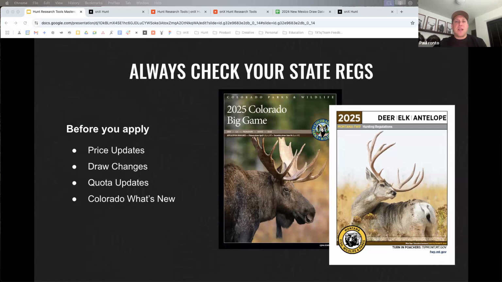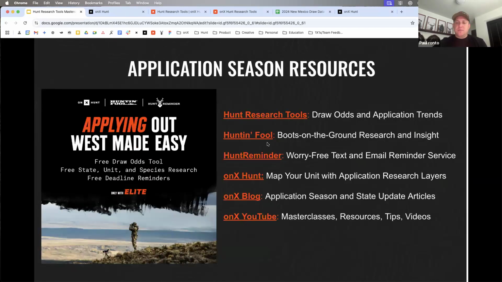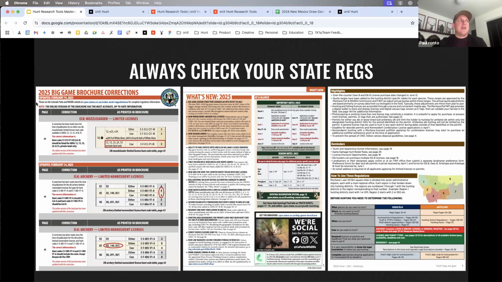So go and check out your regs. One of the things I'll show you on this next slide is these regulation pamphlets will always tell you what's new for this year or what updates you need to be aware of. So like in Colorado's brochure, right at the beginning, first page, you'll notice that there's this whole page about what's new. They'll tell you everything that's going on. They'll tell you all the changes in the big game structure. Same with Montana. They've got this highlight section on one of the first pages. This is page 7, but what's changed in different units.